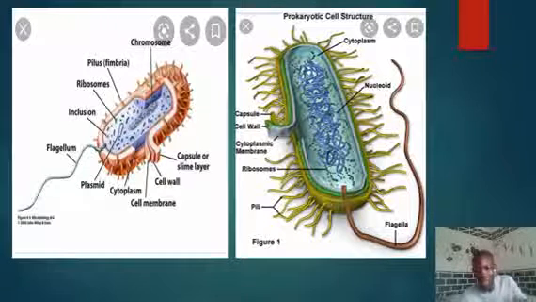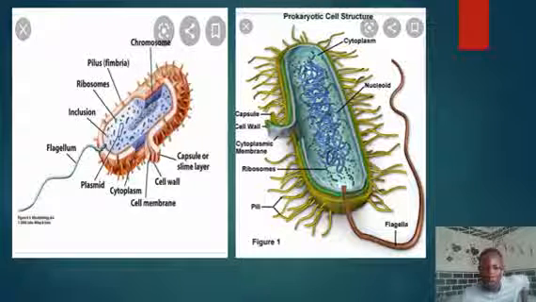Over here too is another one, the same thing. You can see this is the nuclear material, the nucleus, and it is not membrane bound. There is no membrane surrounding the nuclear material. So that is why it is a prokaryotic cell. So let's take critical note of this one.